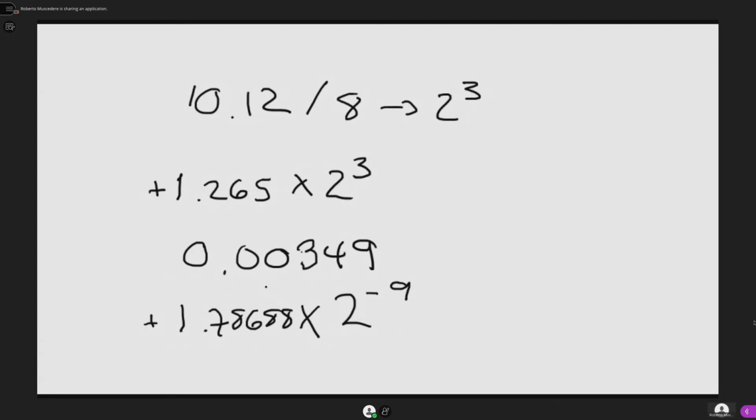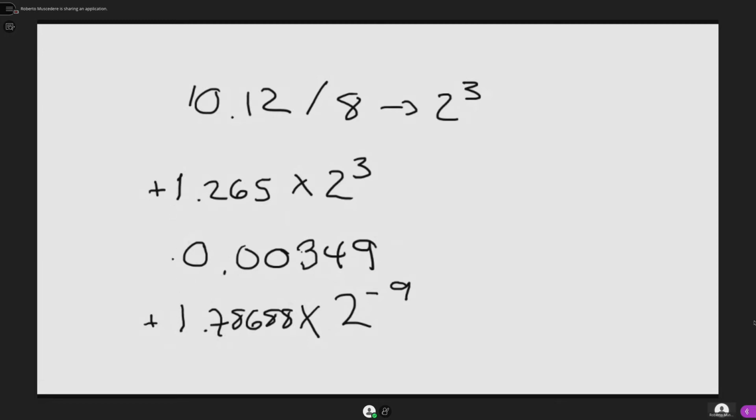Now, here's where the challenges of floating point come in, and here's where some of the simplifications are. What if I want to multiply these two numbers? What do I do? Why -9? Because I had to take this number and multiply it by 2 to the 9. That's 512, for it to get between 1 and 2. So we have to normalize it. We have to get it into that space.